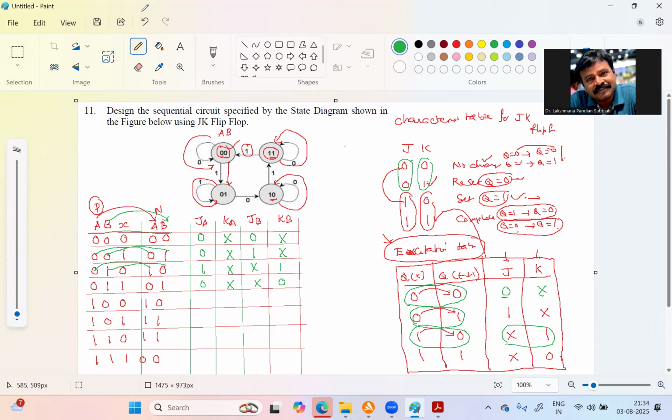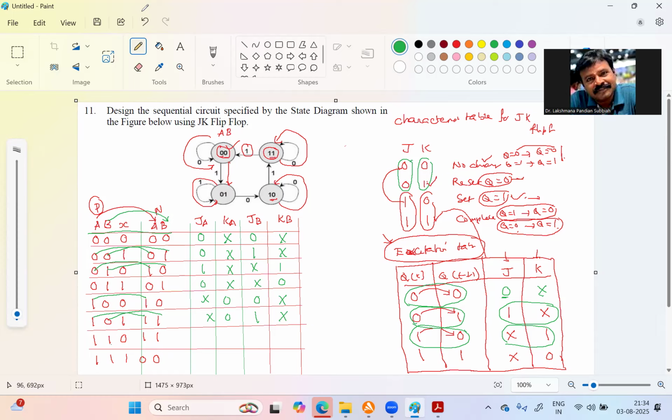1 to 1 is X0. Next 1 to 1 is X0. Then 0 to 0 is 0X. Then 1 to 1 is X0. Then 0 to 1 is 1X.